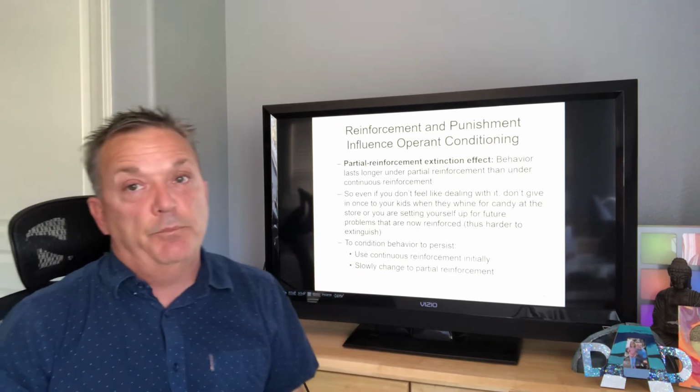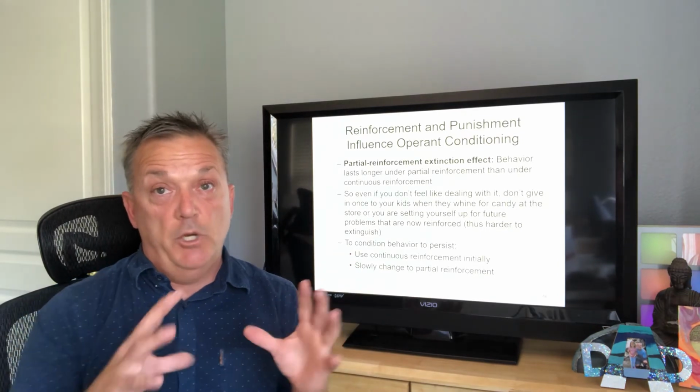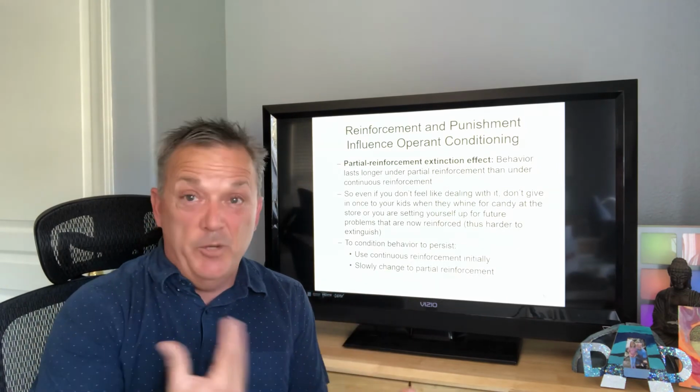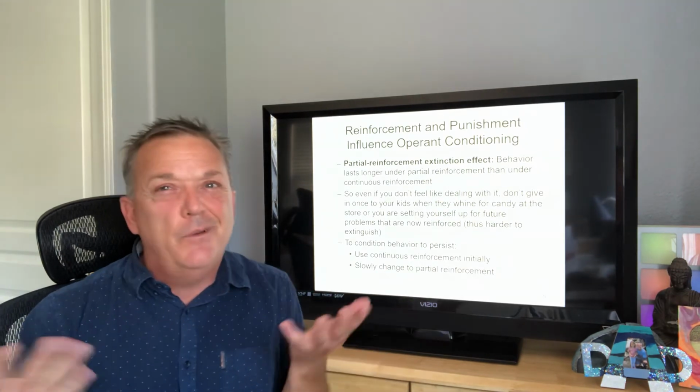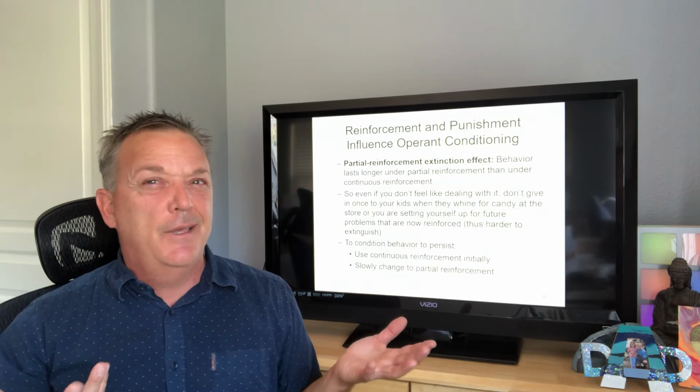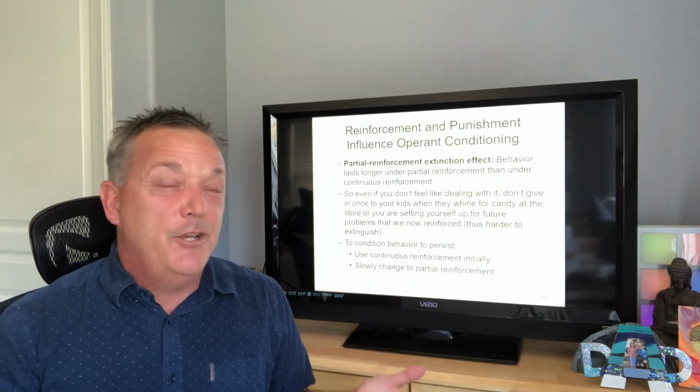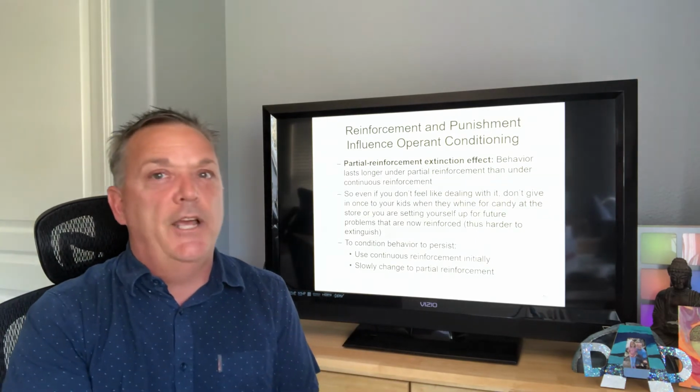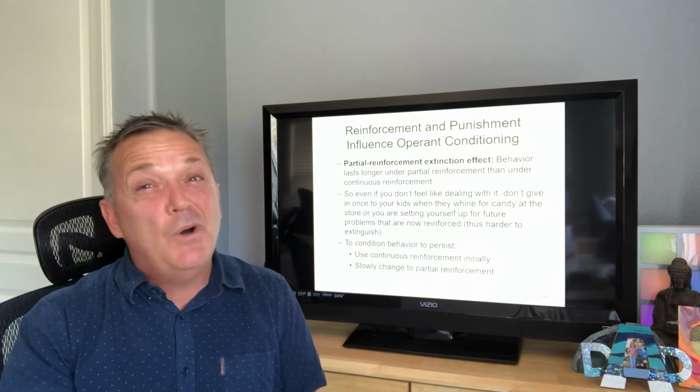To condition a behavior to persist, you want to use continuous reinforcement initially and then slowly change to partial reinforcement. So you want to get them to start a behavior, you reward them each time. Don't make them question, wait, is this behavior going to give me that? No. Boom, boom, boom, boom, boom, boom, right? Then you reward people all the time.